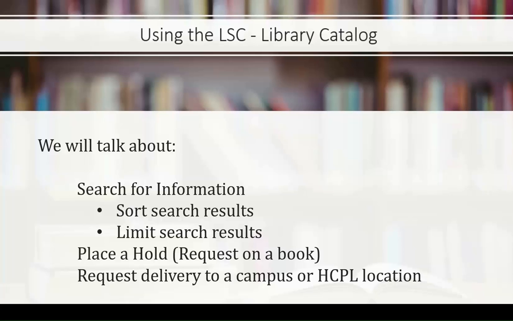In the library catalog, you search for information. You can sort those search results, but they are sorted in a particular manner. And you can limit the search results to more specifically find what you are looking for. We're going to talk about placing a hold or requesting a book, and then requesting delivery to a campus or to an HCPL location. HCPL stands for Harris County Public Library, and our catalog does contain the HCPL collection.